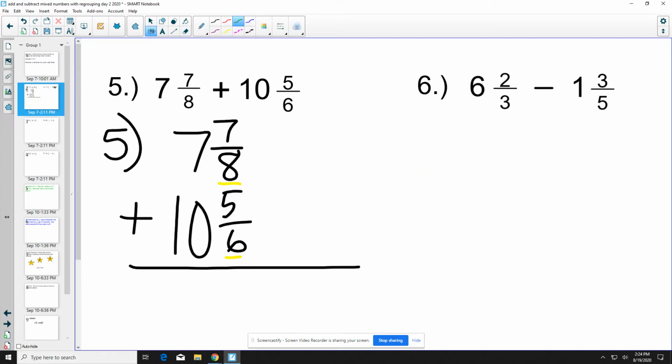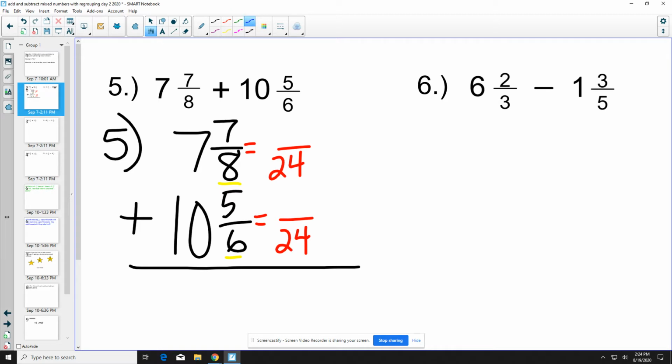You could also take 6 times 8 and get 48. It's just going to be a little easier to use 24 because 24 is the least common denominator. So you're going to change both fractions to something over 24. Make sure you're writing this down.